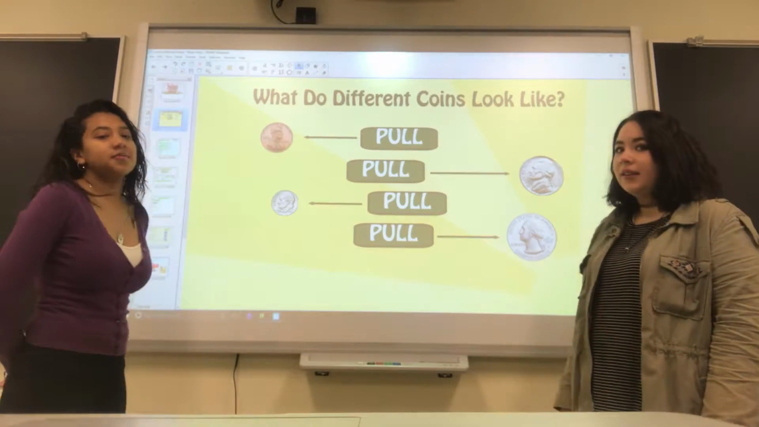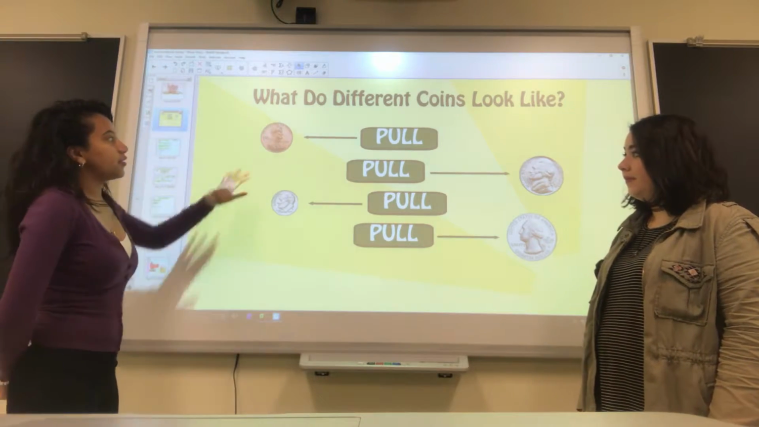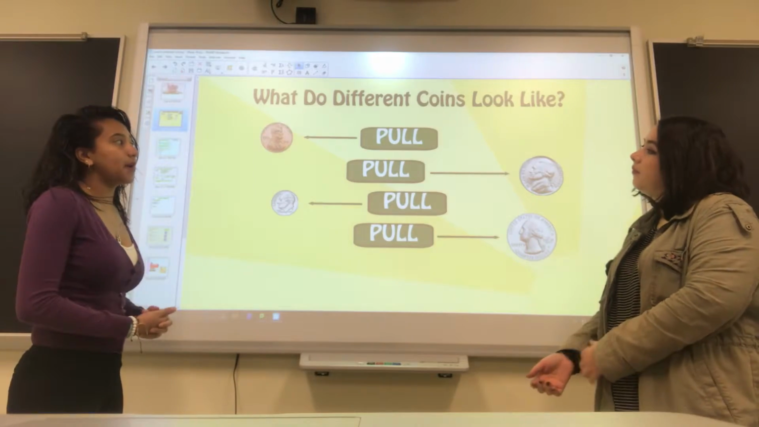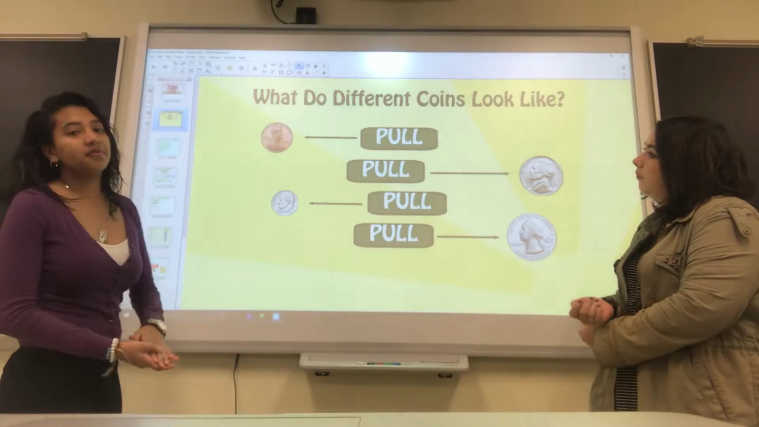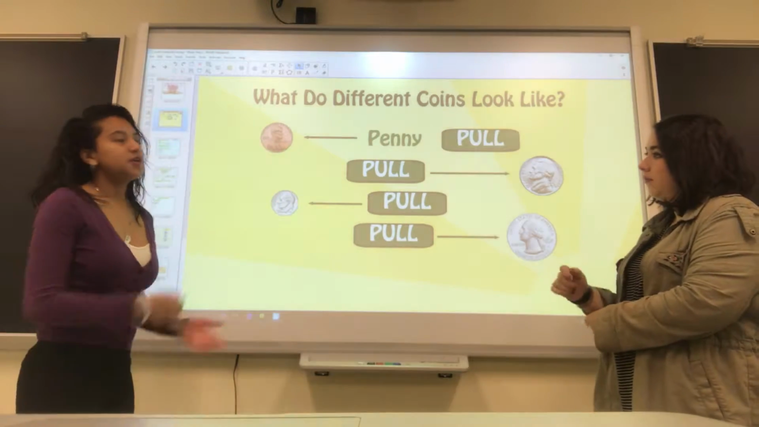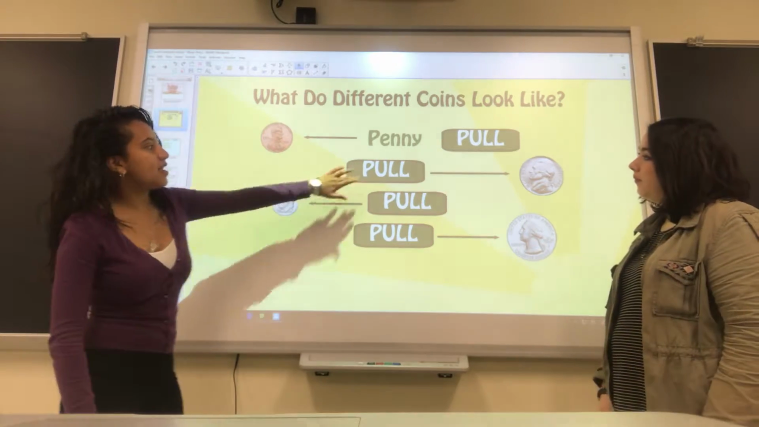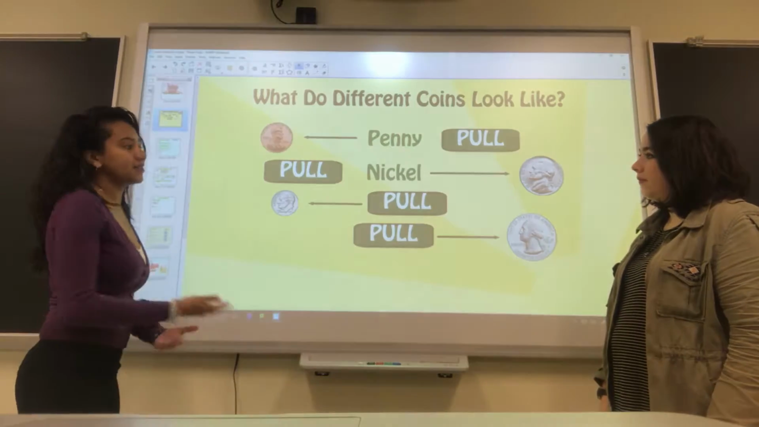Okay, so starting with the beginning of the class, we would introduce what different coins look like. So here you have the pictures of the various coins, and we would call up students one by one and ask them, what do you think this coin is called? And then to figure out if they're correct or not, we would be able to pull this aside and it would say penny. So students then can figure out if they were correct with saying that it was a penny and so on. So this one says nickel, it matches up with the nickel, and continue on from there.